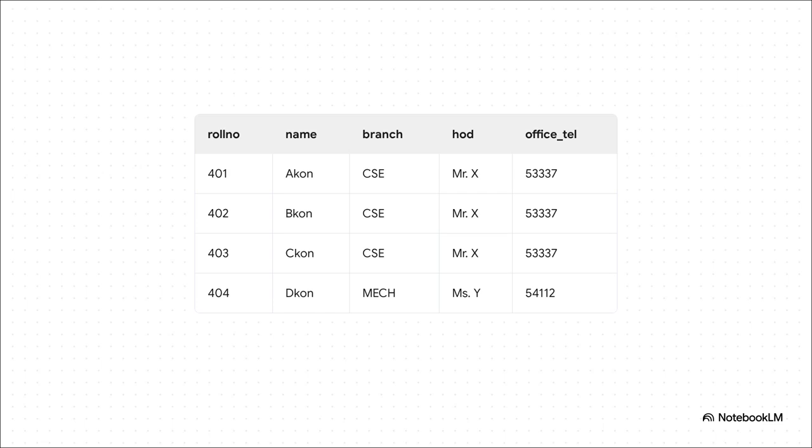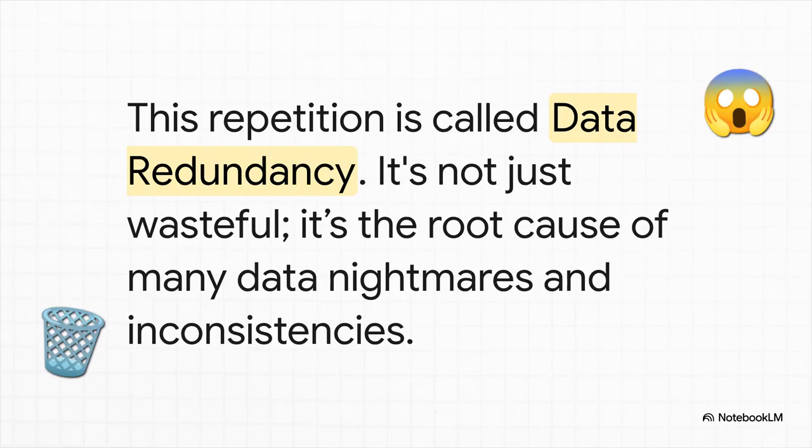Okay, just take a look at this table. It's tracking students, right? But notice how for every single student in the CSE branch, we're repeating the head of department's name, Mr. X, and his office number. Now, with just a few rows, this might not seem like a huge deal. But imagine this table with thousands or even millions of students. Yikes. This kind of repetition actually has a name. It's called data redundancy. And it's not just wasteful. It's the root cause of what the pros call anomalies, or as I like to call them, data nightmares.